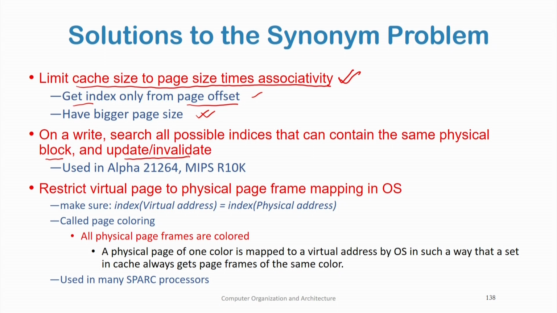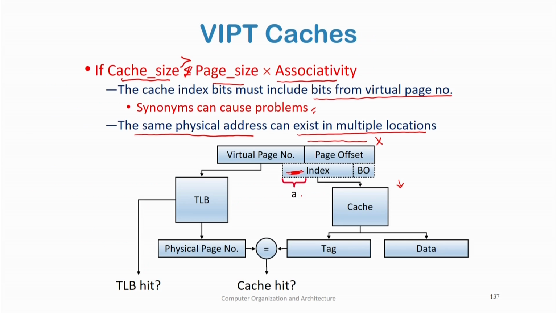Okay. So, what am I doing in this case? Let us say I have A bits here. So, what are the different sets in cache into which the same physical address can belong? The same physical address can belong in at most 2 to the power A different sets. For example, let us say A equals 2 bits.